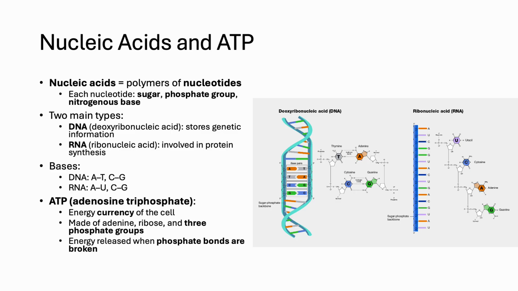Another critical nucleotide-based molecule is ATP, adenosine triphosphate. ATP stores energy in its high-energy phosphate bonds. When a bond is broken, energy is released and used to power nearly every cellular process, from muscle contractions to nerve signaling.